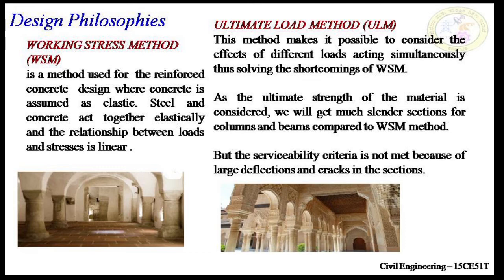Now coming to ultimate load method. In this method, it was possible to consider the effect of different loads acting simultaneously. This was the shortcoming of working stress method, which was satisfied in ultimate load method. And because of the ultimate strength of the material, we get much slender sections for columns and beams compared to working stress method. But the serviceability criteria was not taken care of, which led to deflection and cracks, and hence this method also was a failure.